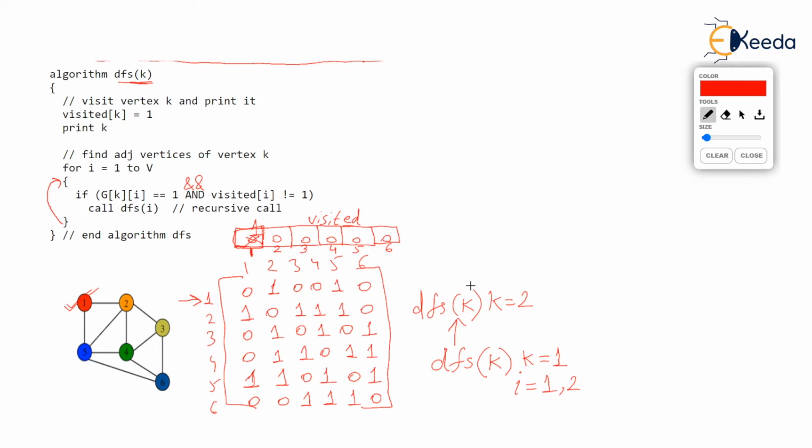Okay. So with k equal to 2 here in DFS 2, let's enter the algorithm. We will print 2, isn't it? So 2 is printed at the output, and we will also mark the second element of visited, because k is 2 now, as 1. So the second element of visited, which was 0, is now marked as 1.